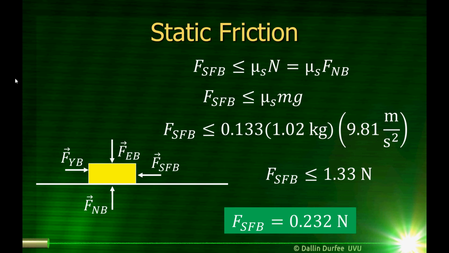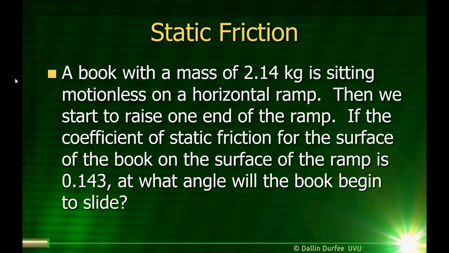If we found an answer and it was greater than 1.33 newtons, then we would say, oh, there's no static friction on this object because now the object's moving. The static friction couldn't stop it. Now we have to deal with kinetic friction. All right, but because the answer we got was lower than the maximum force due to static friction, then our answer is good. Here's another example.